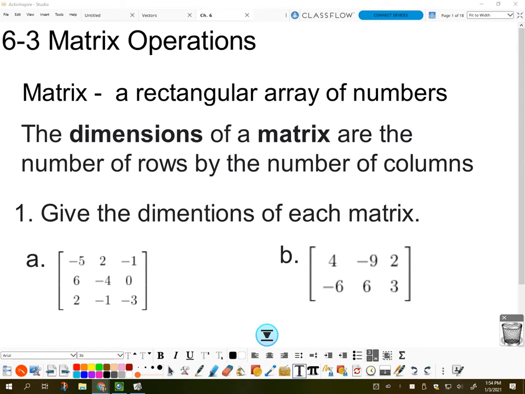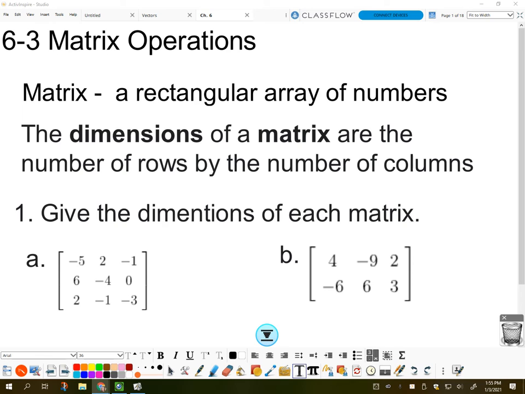Okay, so we're going to do part of chapter 6. We're going to start with section 6.3. 6.1 and 6.2 are really just things that I don't think you're ever going to see, and it's showing you really long ways of doing things that a calculator will do for you. So we're just going to stick with the basic matrix things and the ones that are the most simple.